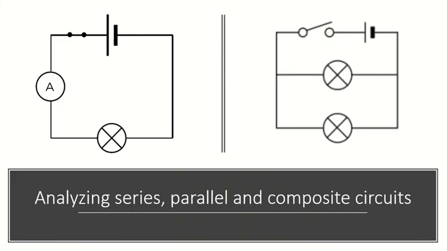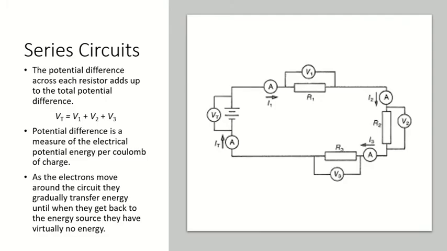Now we're going to start analysing some different circuits. To begin with, we're just going to analyse series to keep it simple. So this is a series circuit. We have 3 resistors in series with one another. You need to know that the potential difference across each resistor adds up to the total potential difference. Say we had 12 volts supplied from this battery, then this voltage drop and this voltage drop and this voltage drop are all going to add up to 12 volts.